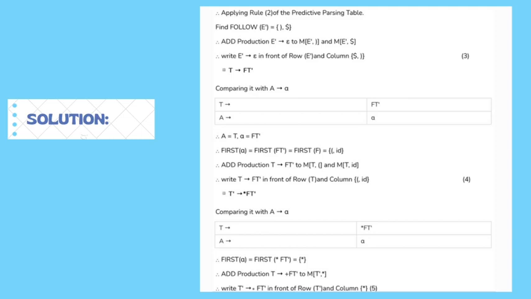Now for T' tends to star F T', compare it with capital A tends to small a. T' tends to star F T', A tends to small a. First of A is equal to first of star F T', which is equal to star. Add production T' tends to star F T' to M[T', *]. Write T' tends to star F T' in front of row T' and column star, with 5.